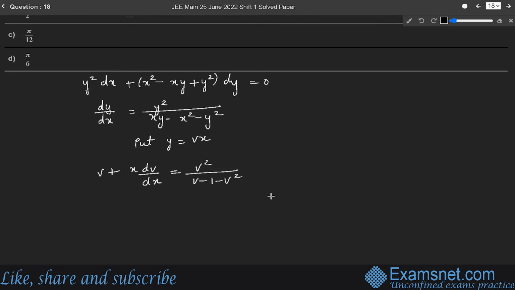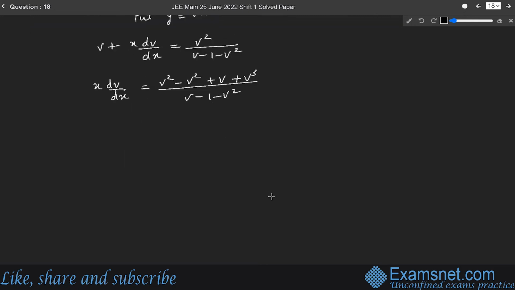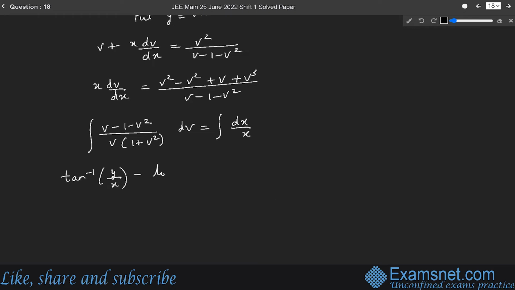So x dv/dx will be equal to (v² − v² + v³) / (v − 1 − v²). Now, it can be written as (v − 1 − v²) / (v(1 + v²)) dv = dx/x. Now, taking integral on both the sides, it will be tan⁻¹(y/x) − log(y/x) = log x + c.